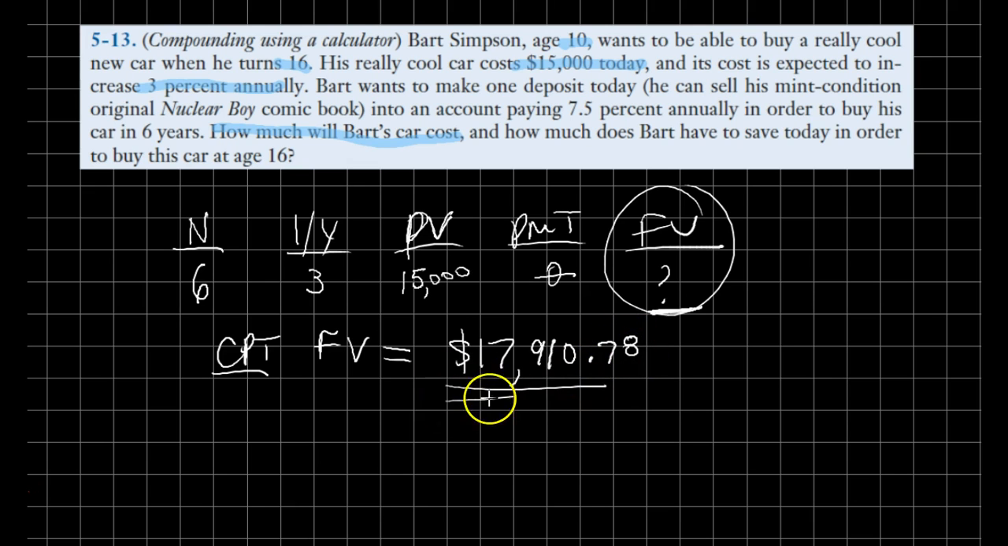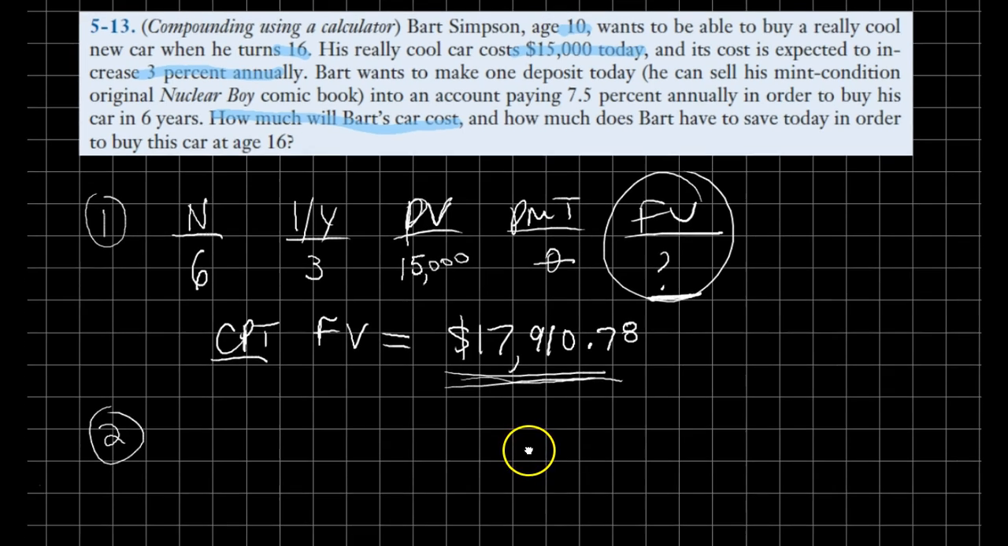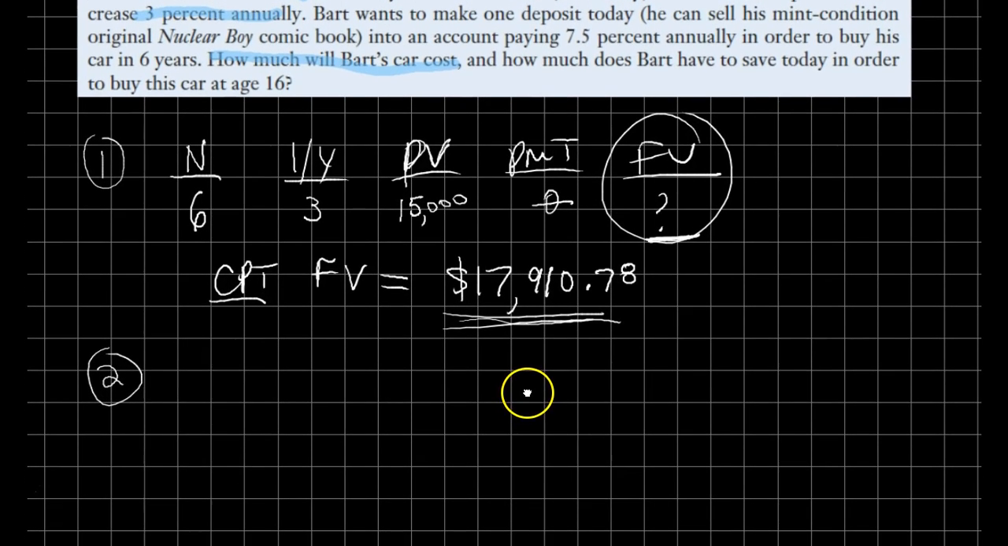$910.78. So that's the amount of money that our investor will need to have in his or her bank account in 6 years. Now the second step of the problem, so that was the first step. In the second step now, we need to figure out how much to invest today so that we have this amount of money, this $17,000, down the road. So I will just slide it slightly down.